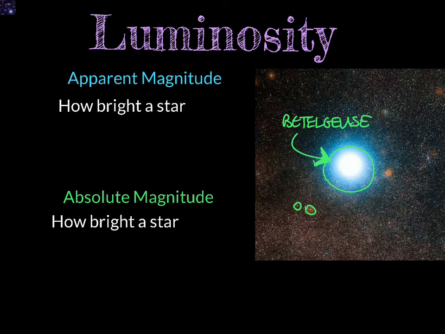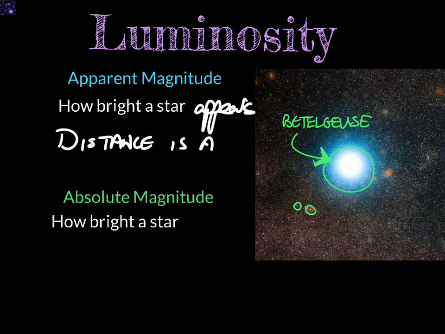Well, there's two different things which I have to make you familiar with at this point, and they are the concepts of apparent magnitude. Apparent magnitude is how bright a star appears. And distance is a big factor here, because how far you are from the star would change how bright it appears.